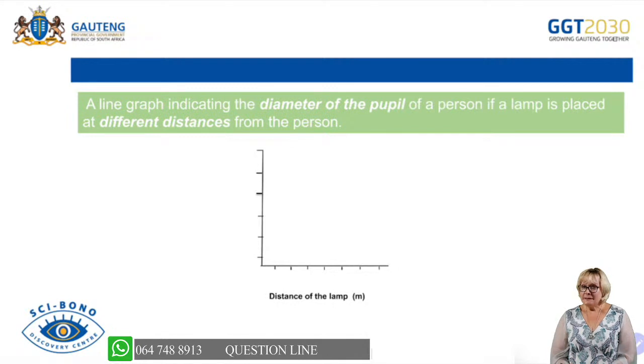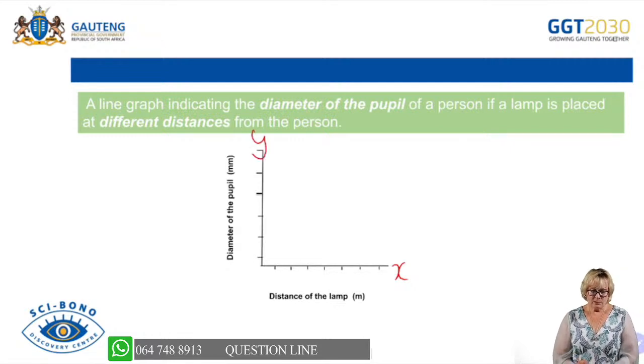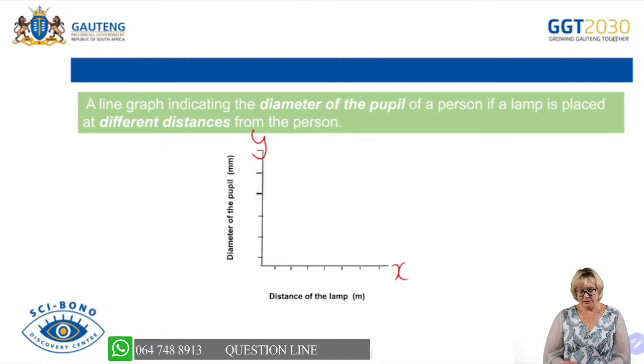We are now labeling our axes. We're telling the marker which one is which. In this case, distance of the lamp in meter is the independent variable, so it goes on the x-axis. Remember, this is your x-axis. And then the dependent variable is going on your y-axis. That is your y-axis. All right, and that is the one that is measured.